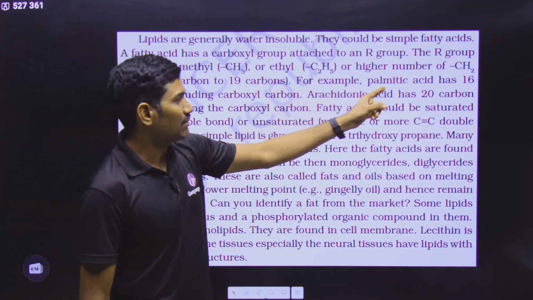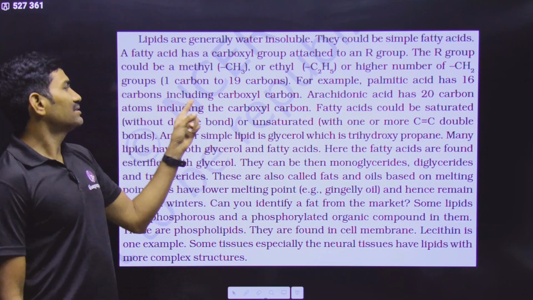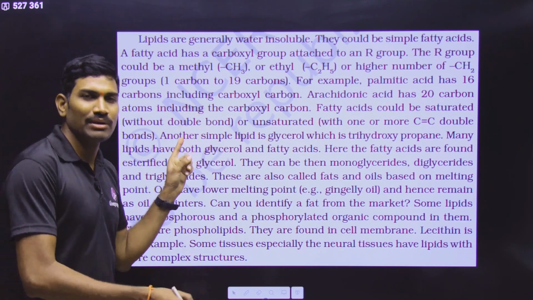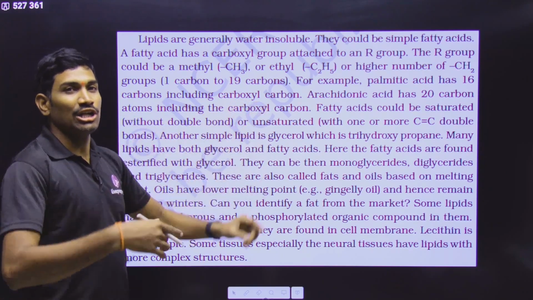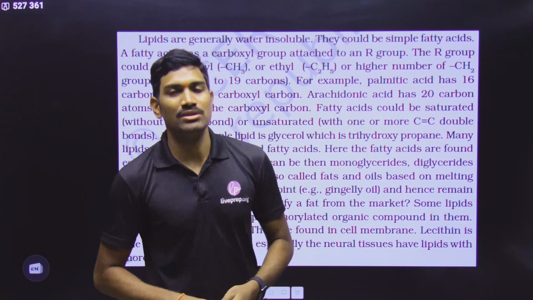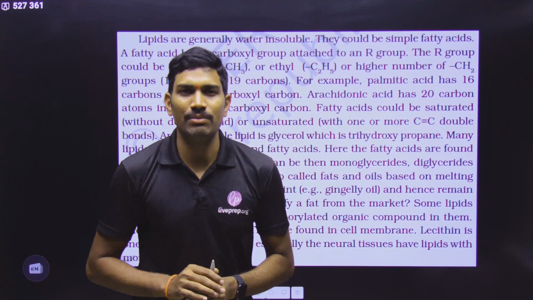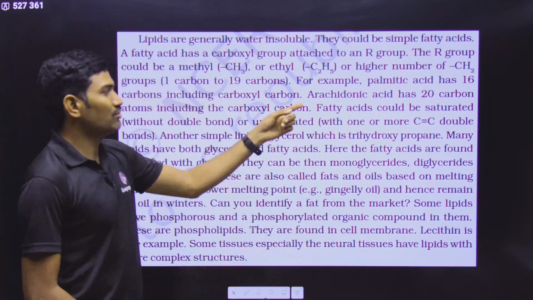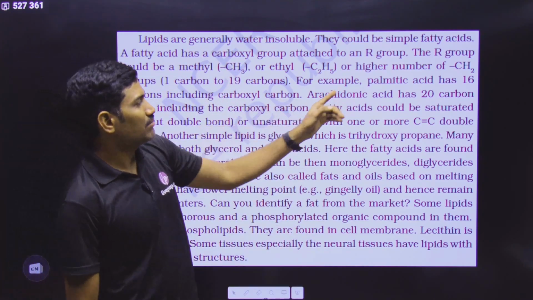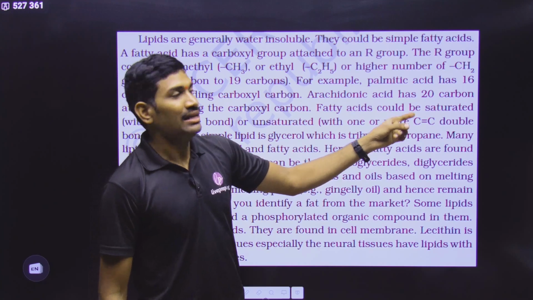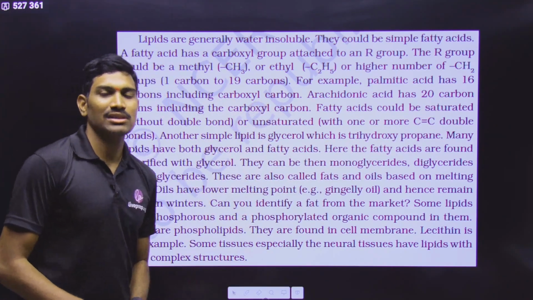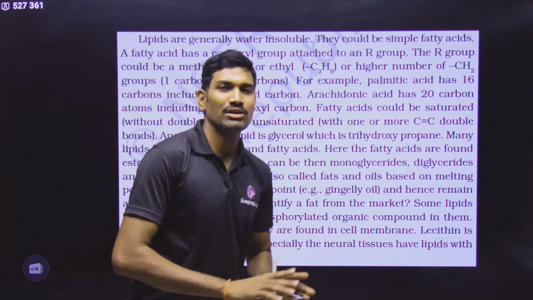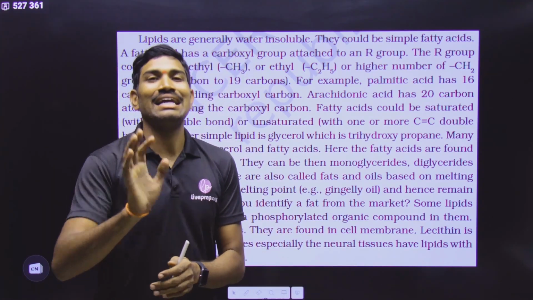For example, palmitic acid has 16 carbons, including the carboxyl carbon. Including the carboxyl carbon, 16 carbons means only in the R group how many are present? 15 are present. In this way also a question can be asked. The next example they are talking about is arachidonic acid. Arachidonic acid has 20 carbon atoms, including the carboxyl carbon. Including the carboxyl carbon, 20 means only the R group has 19 carbons.